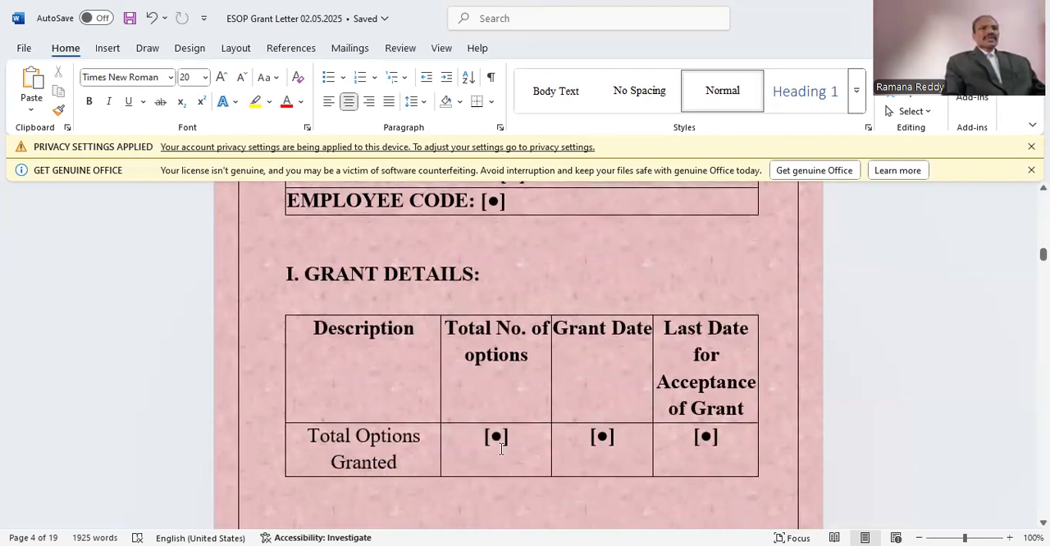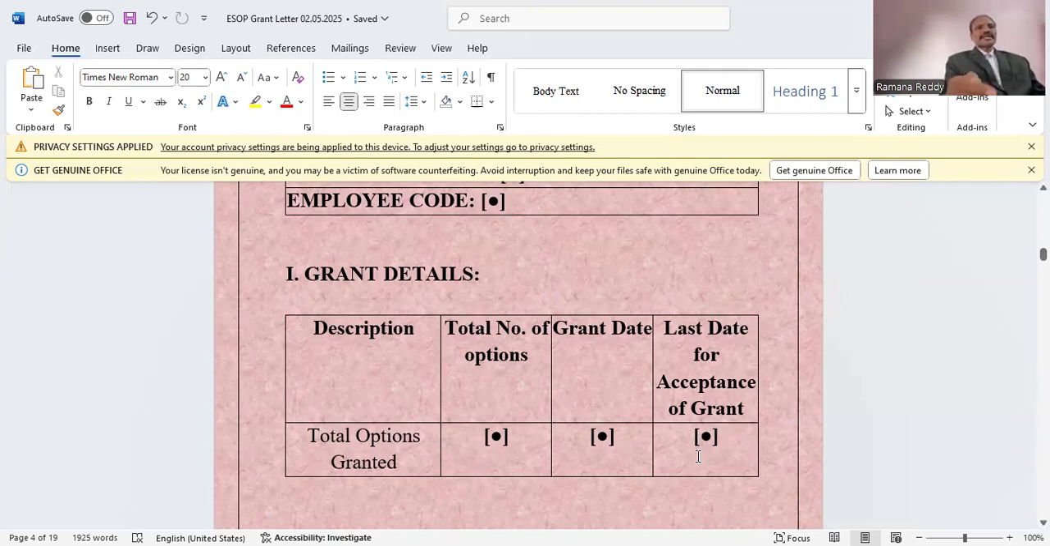Total number of grants the company is giving. For example, if the company is giving 100, here we'll write 100 options. Grant date is the date of the board meeting when the grants are decided. So that is the grant date, or committee date, when the grants are decided to be given. That is the grant date, and then the last date for acceptance of the grant.